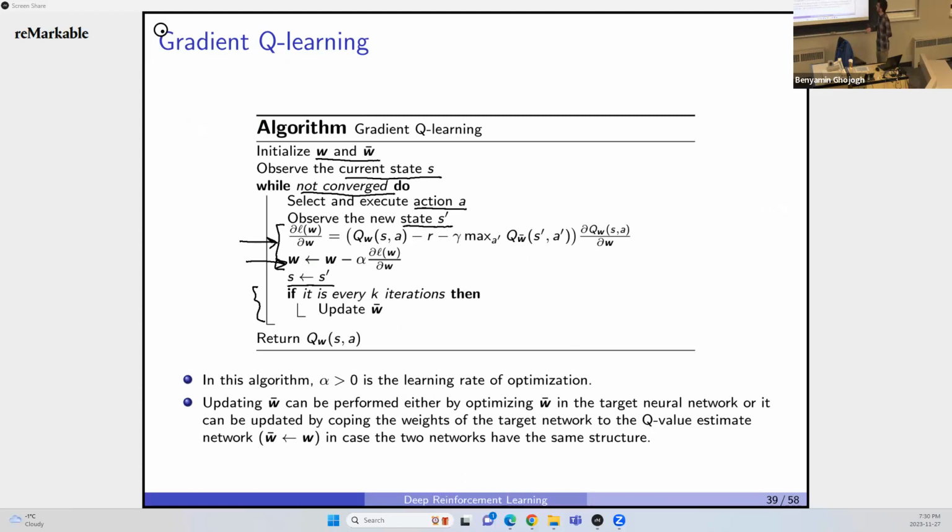How do we do that? You tell me. Either you copy the weights of the target network to the Q values estimate network, or you do one step of backpropagation in the target network. Both can be done. Why am I allowed to copy that? Because those two networks, those two Q functions were supposed to be the same function. Interesting.